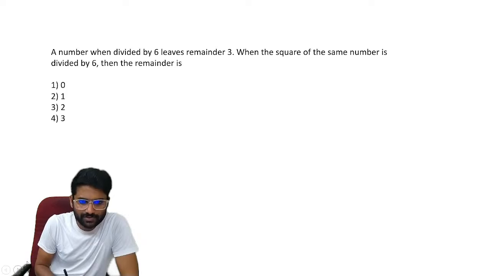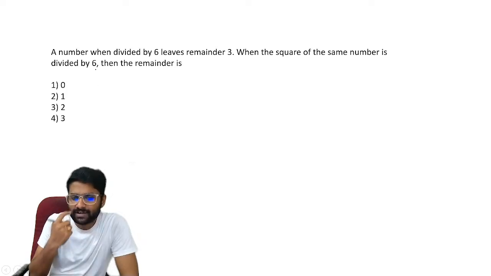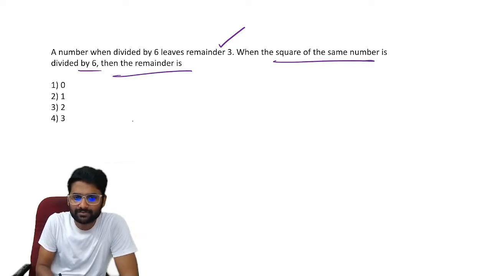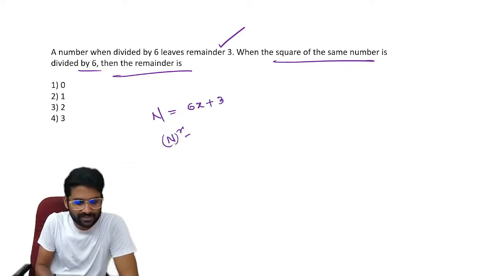Next, just stick with this question. When a number is divided by 6, it leaves remainder 3. When the square of the same number is divided by 6, what about the remainder? Here the number is 6x plus 3. What about the square of this number?